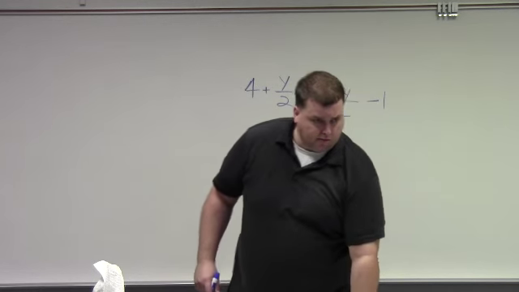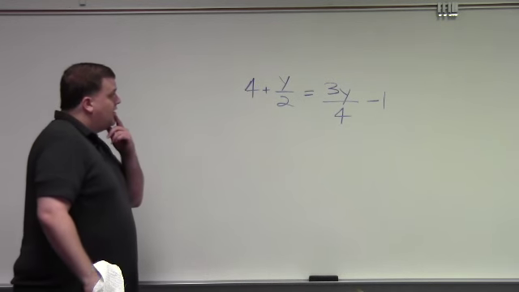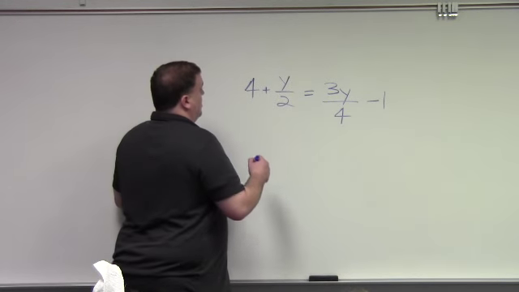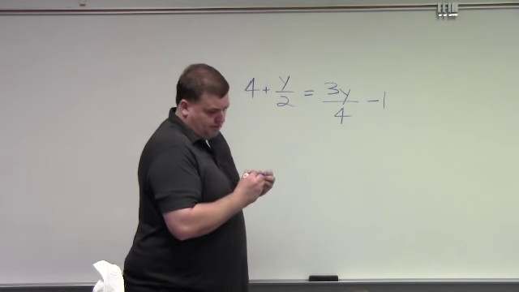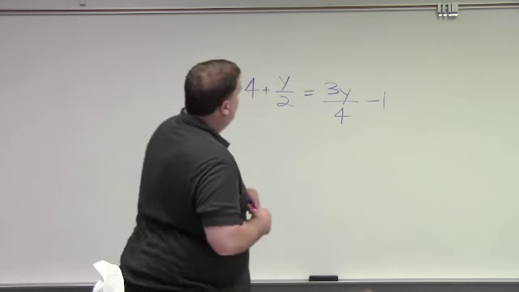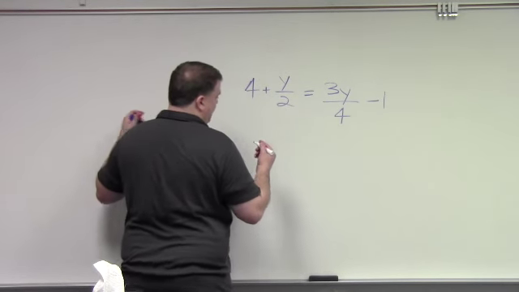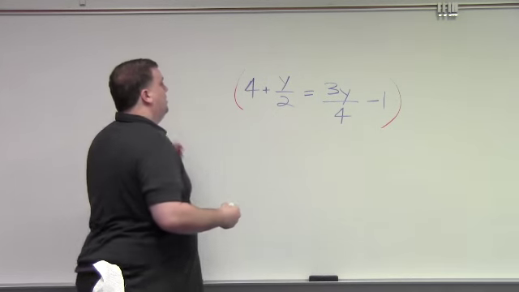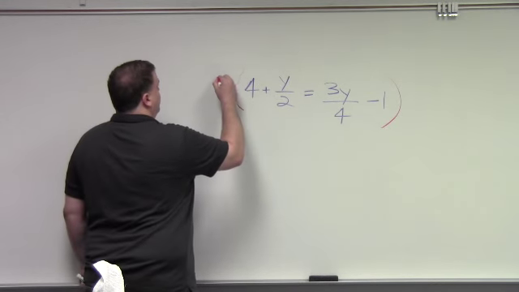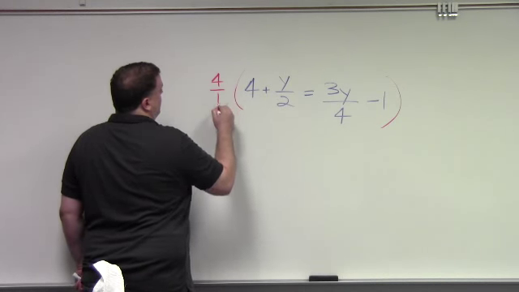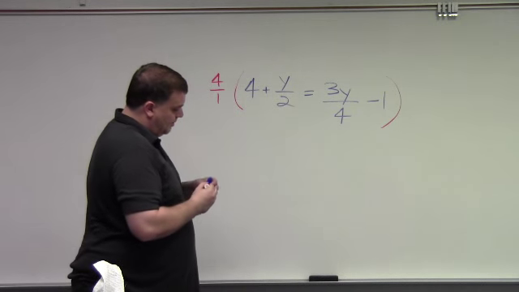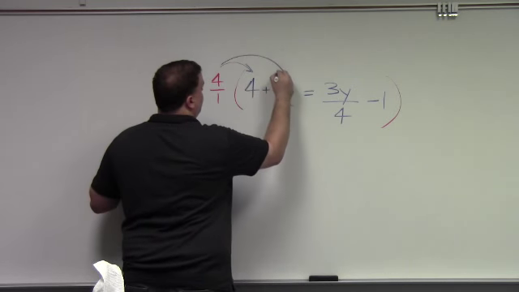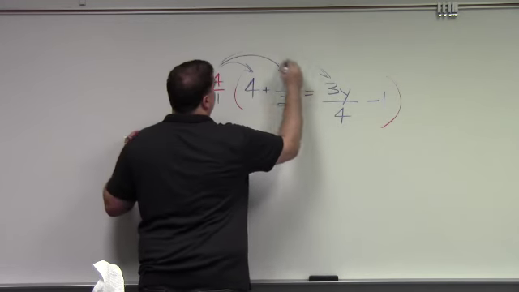Any parentheses I need to get rid of on that one? No. Any fractions that I could get rid of? Yes. So if I'm looking at this equation, what would my lowest common denominator be? 4. I have 2 and 4, so my lowest common denominator would be 4. So 4 over 1, and I'm going to have to multiply that times every single piece, whole number and fraction.